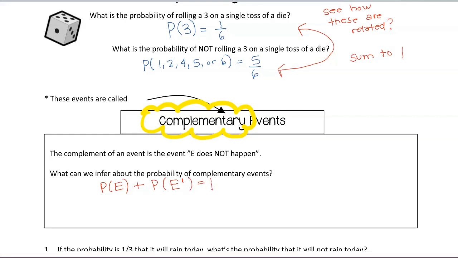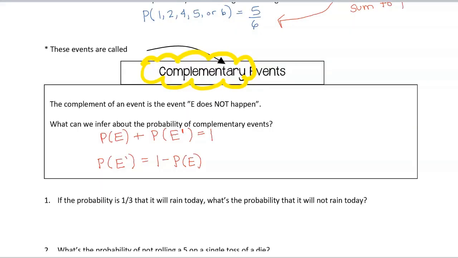If I have only one of these probabilities, I can figure out the other. So what this means is to find the probability of the complement, I just do 1 minus the probability of the event. Additionally, if we want to find the probability of the event, that is equal to 1 minus the probability of its complement. Now let's do some example problems.